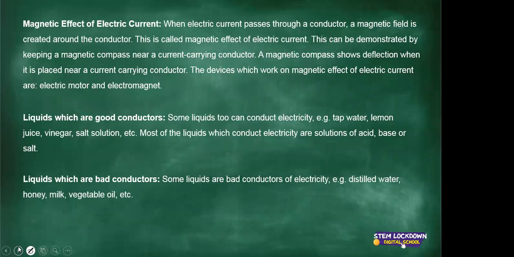Yes, ma'am. Isn't it that you said most of the liquids which conduct electricity are solutions of acid, base, or salt? But tap water, isn't it neutral? Yes, it is neutral.